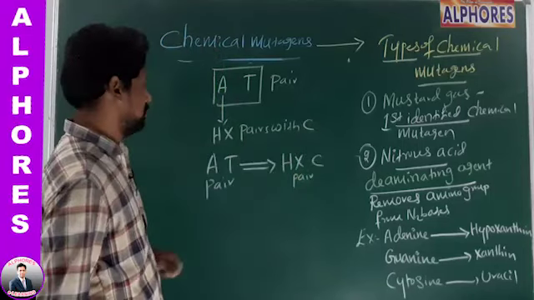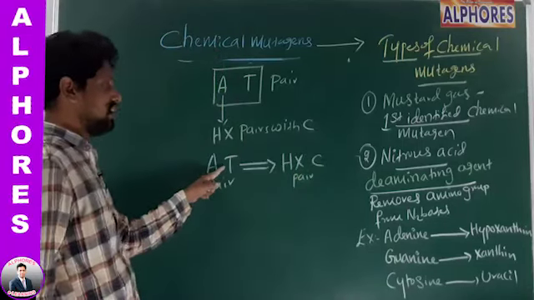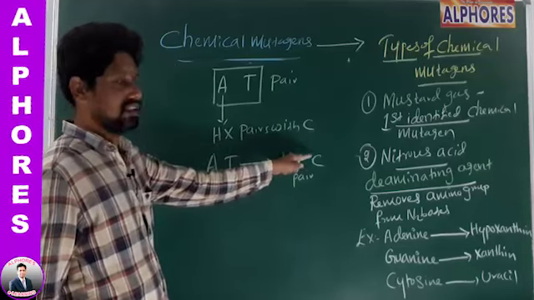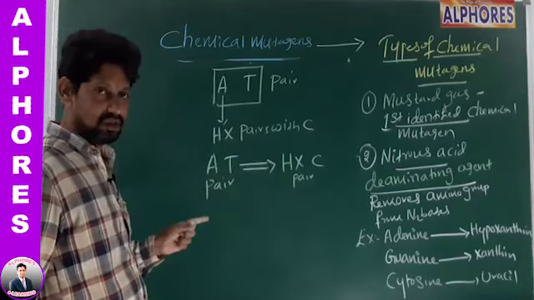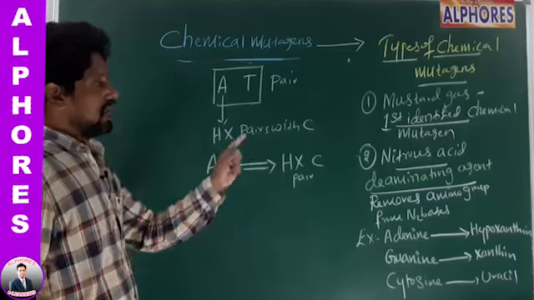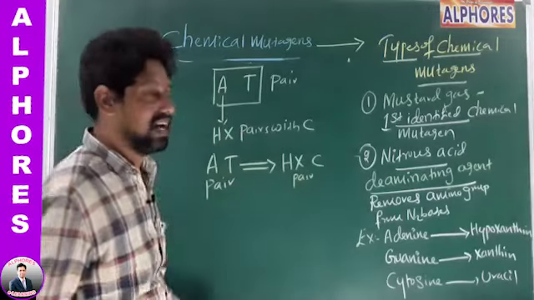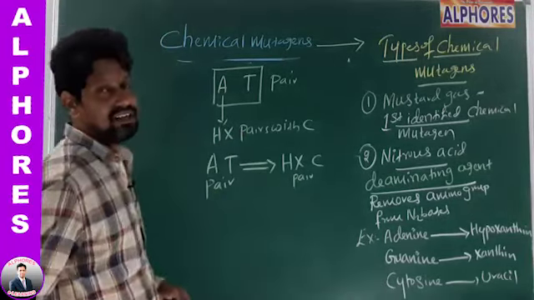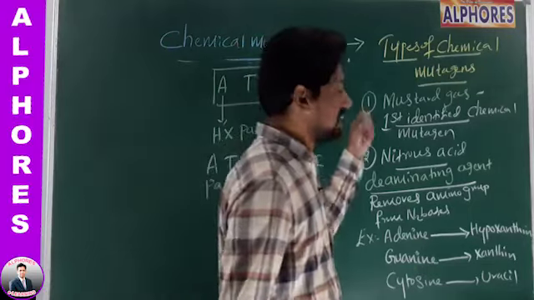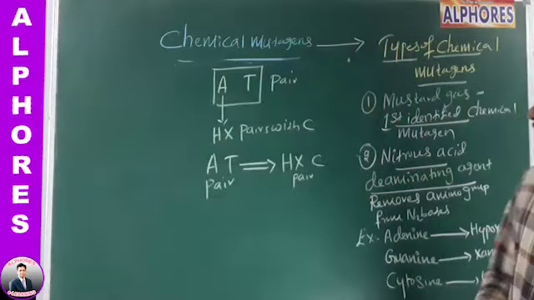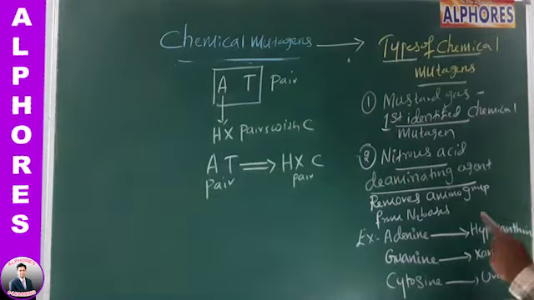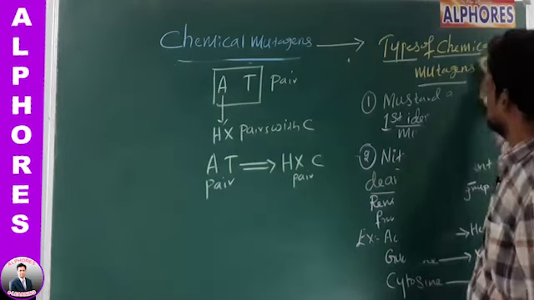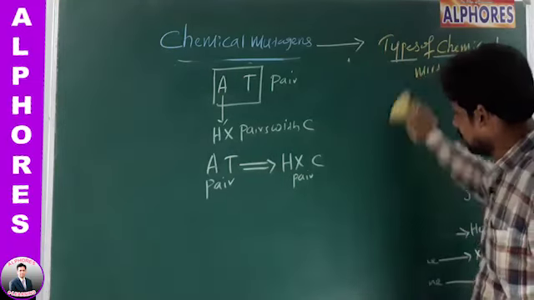Hypoxanthine cytosine pair. Therefore, the AT pair has changed to a hypoxanthine cytosine pair. Is it okay? This is about nitrous acid. We are discussing types of chemical mutagens. We completed mustard gas and nitrous acid. Now go for number 3.